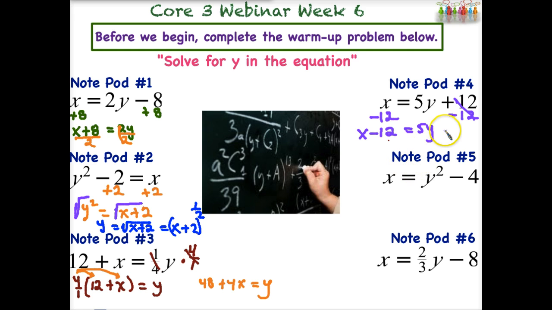And then it looks like you divided by 5, which is exactly what you'd want to do. Divide both sides by 5, like this and like this. And so y equals x minus 12 all over 5. Very good.